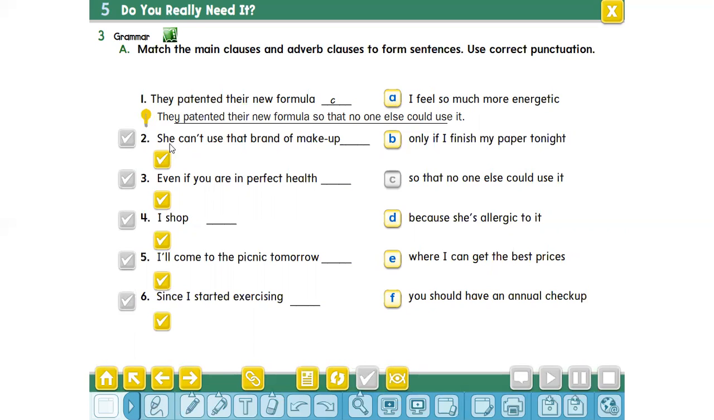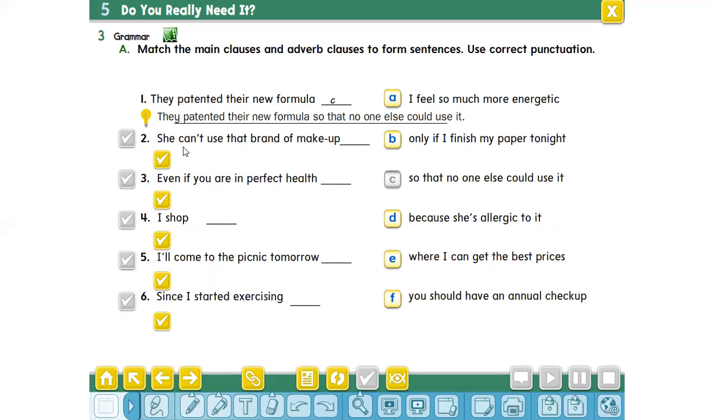For example, they patented their new formula, excellent, so that no one else could use it. So that is at the end of the sentence, so we don't use a comma.